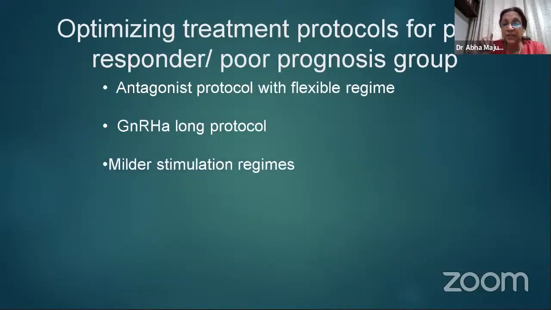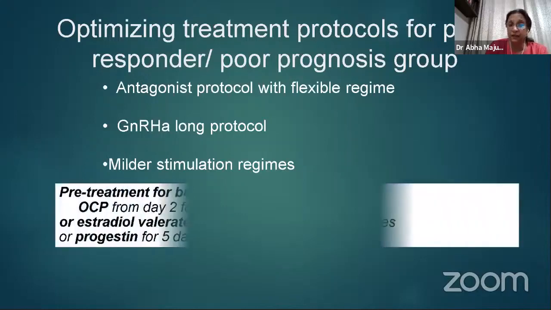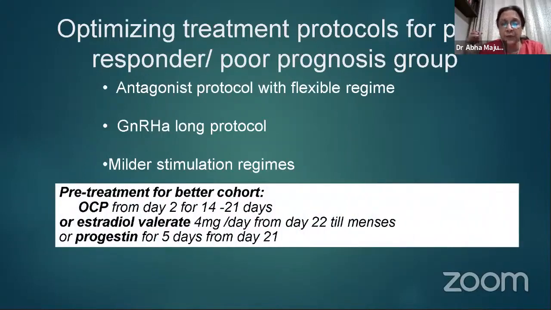or milder stimulation regimes. This had become very prominent about a decade ago. The only thing which is very, very important is that whatever protocol we use, especially the antagonist protocol, pre-treatment for a better cohort is mandatory, which can be done either by the use of oral contraceptive pills from day 2 for at least 14 days, minimum of 14 days, or 21 days.